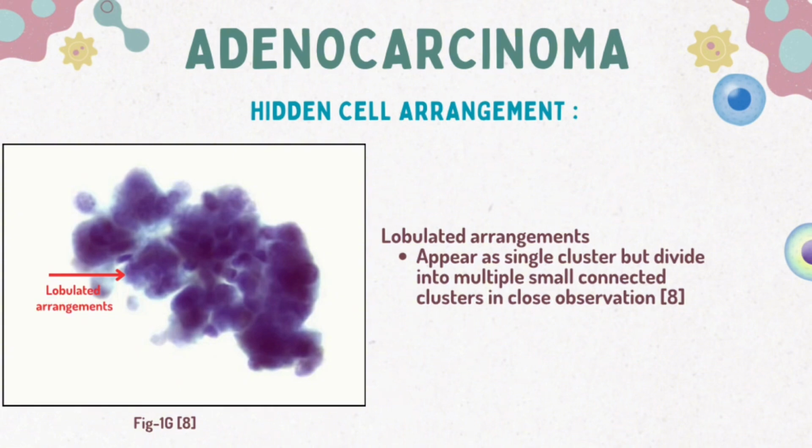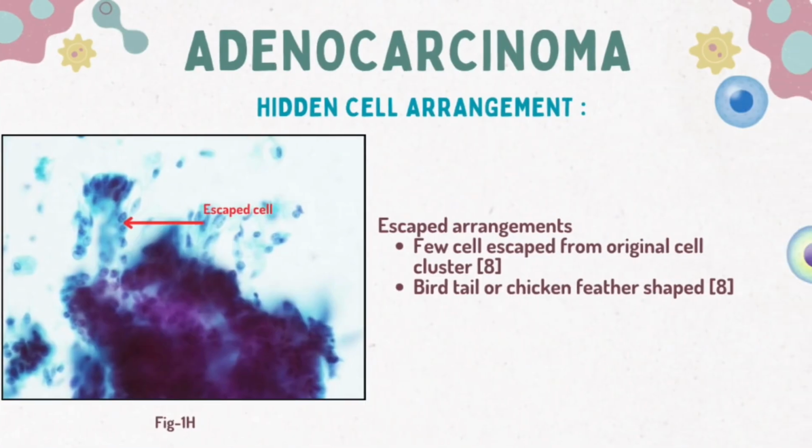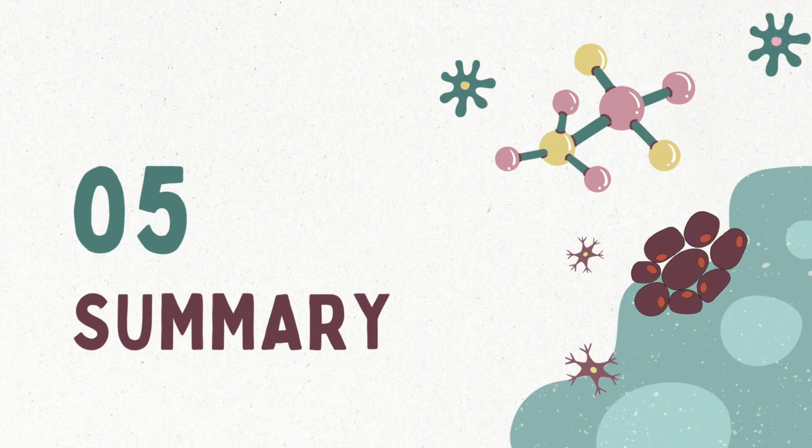However, 18 cases of adenocarcinoma were identified and characterized by this cell arrangement. At low magnification, cells may appear as a single cohesive cluster. However, upon closer observation, these clusters demonstrate subdivision into multiple smaller interconnected cell groups. Next hidden cell arrangement is the escaped arrangement. It was identified as the most easily missed pattern in the study. The characteristics include a few cells separating from the main cluster and cells arranged in shapes resembling a bird tail or chicken feather.